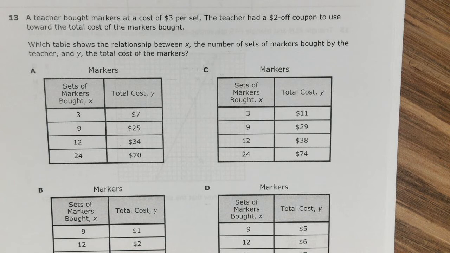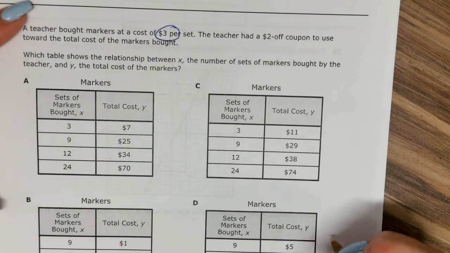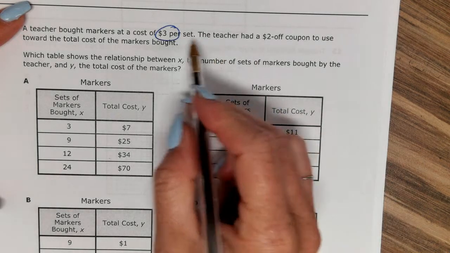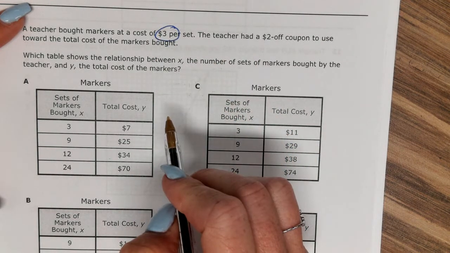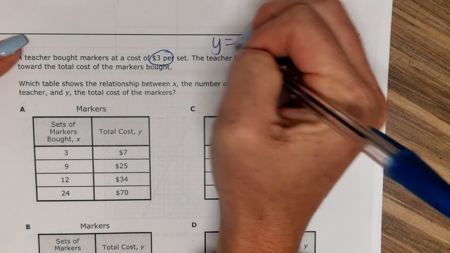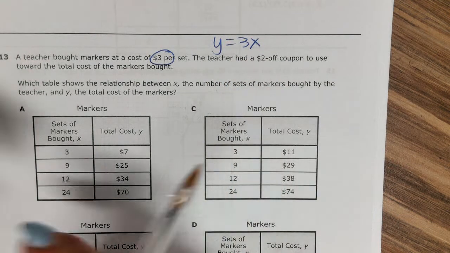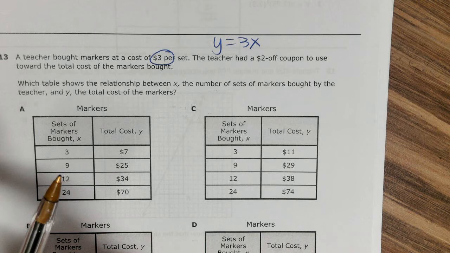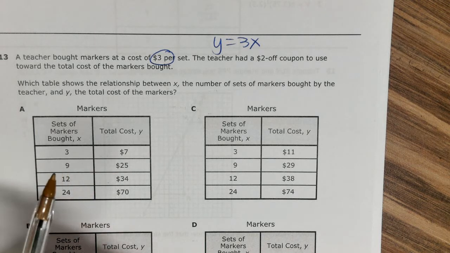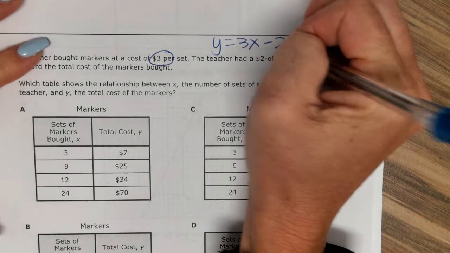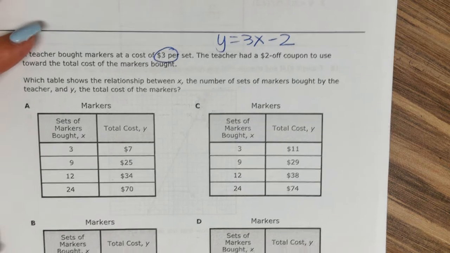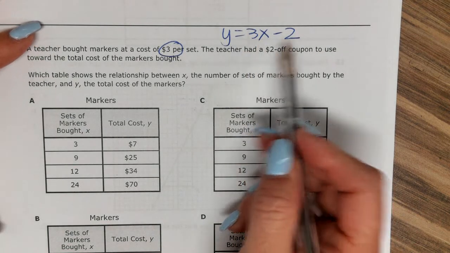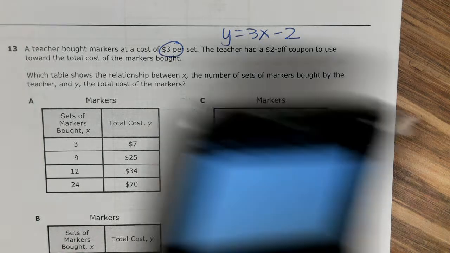Number 13. A teacher bought markers at a cost of $3 per set. Did everybody read that clue word? So what does that mean the 3 is going to get? The x. So y equals 3x. The teacher had a $2 off coupon. So what do I do, plus 2 or minus 2? Which table shows this relationship? What could I do with this? Go to my calculator and put it in y equals.